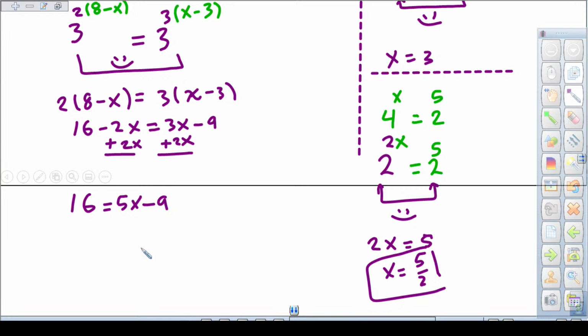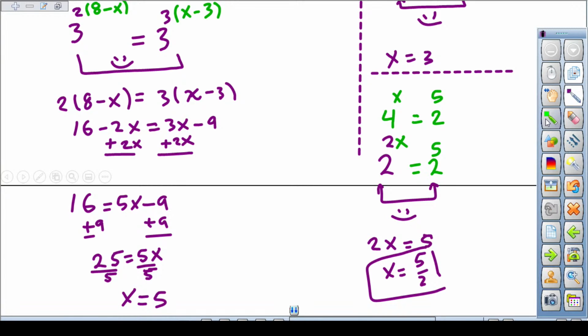And what do you think I'm going to do next? I'm going to add 9 to both sides. That should give me 25 equals 5x, which means if I divide both sides by 5, I'm going to end up with x equals 5. So x equals 5 is my answer. Highlight my answer, box in my answer here. X equals 5. So I have to check.